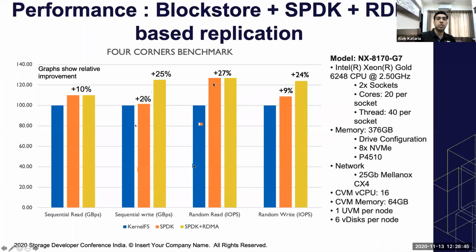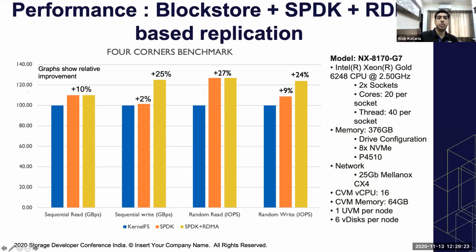And this is because with a 4K chunk granularity, we have a lot more IO operations that are being done. And the CPU is busy enough doing control side work, control plane work on every IO. With the help of Blockstore and SPDK, we have freed up the CPU to handle a lot more IOs, and that is what translates into the 27% improvement. Similarly, for random write, we see that the IOPS increase by about 24% combined when we have Blockstore, SPDK, and the optimized replication code path with RDMA.